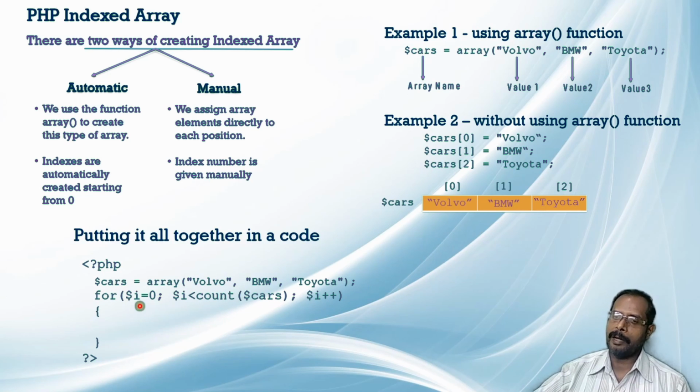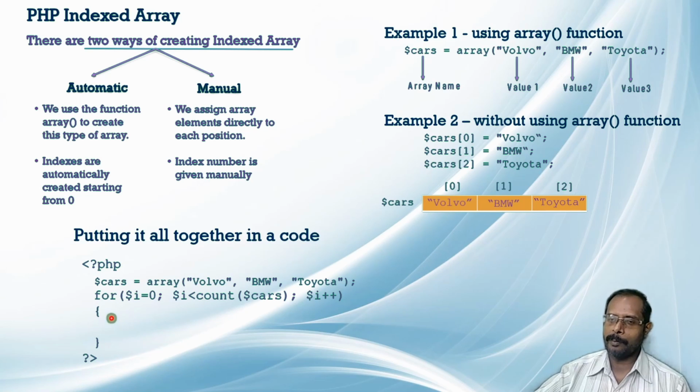Initially the value of $i will be 0, the step value is 1, so it is incremented by 1, and this loop will get executed as many times as there are elements within the array. Here there are 3 elements within the array, so this loop will get executed 3 times. Here I am using the function count($cars). So count($cars) will be 3. So $i less than 3 is the terminating condition of the loop.